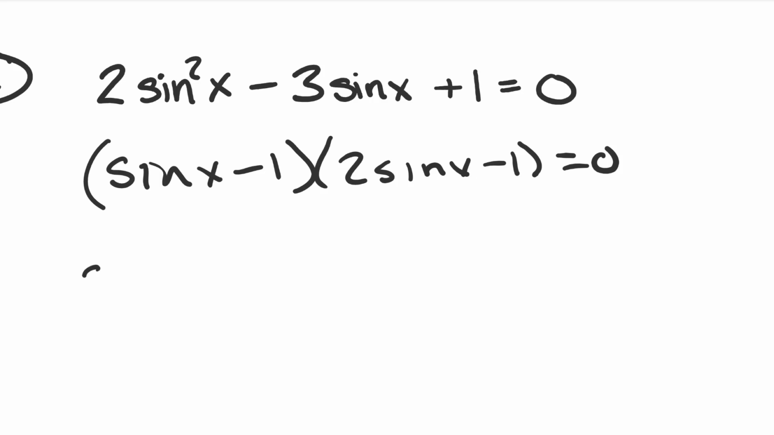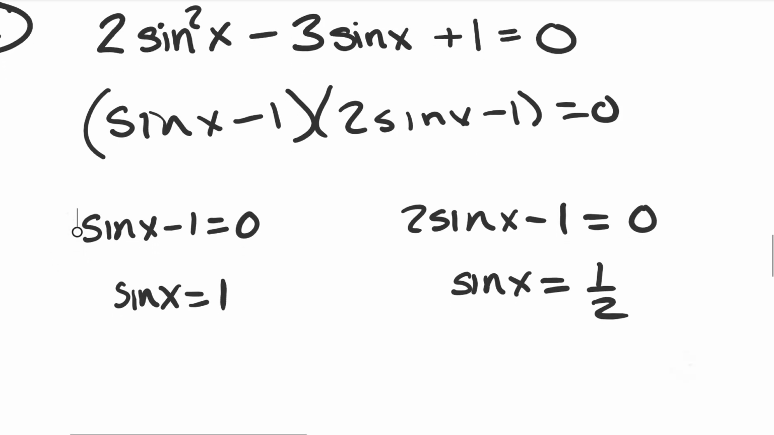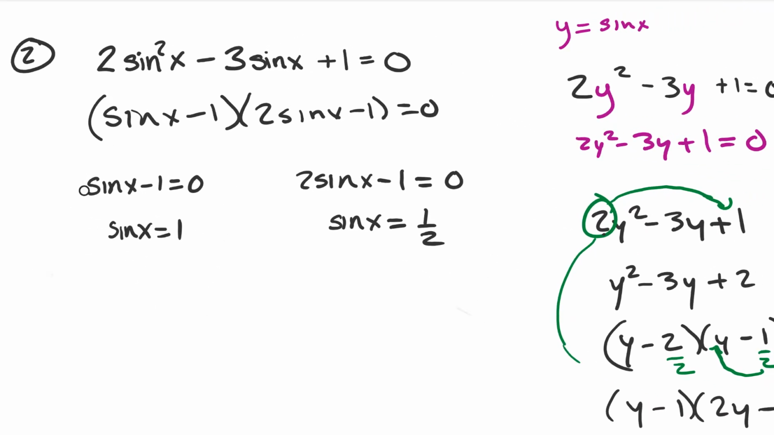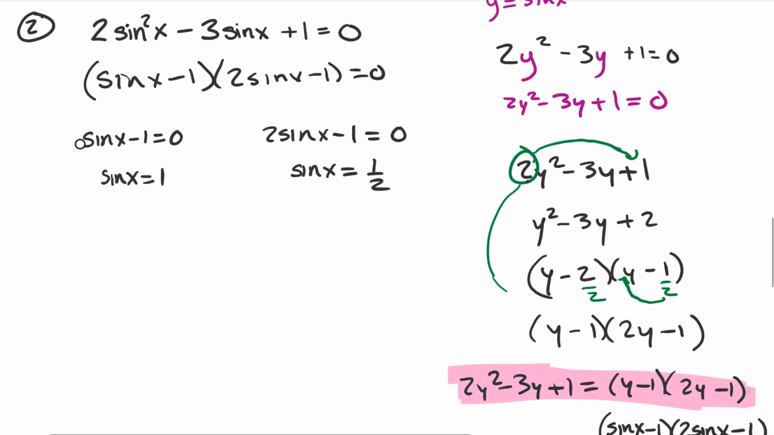Now that we have this, we say sine of x minus 1 is equal to 0. And 2 sine of x minus 1 is equal to 0. That would be a solution. We move our 1 over, sine of x is equal to 1. I'm not even going to show my steps. Sine of x is equal to a half. So if you know how to do the algebra factoring, the trigonometry is not that bad. This is the basics. It's your algebra skills that are going to be tested.